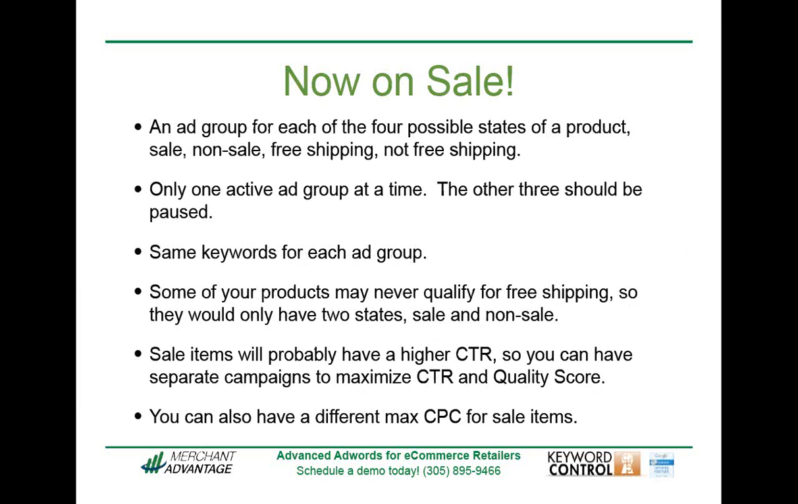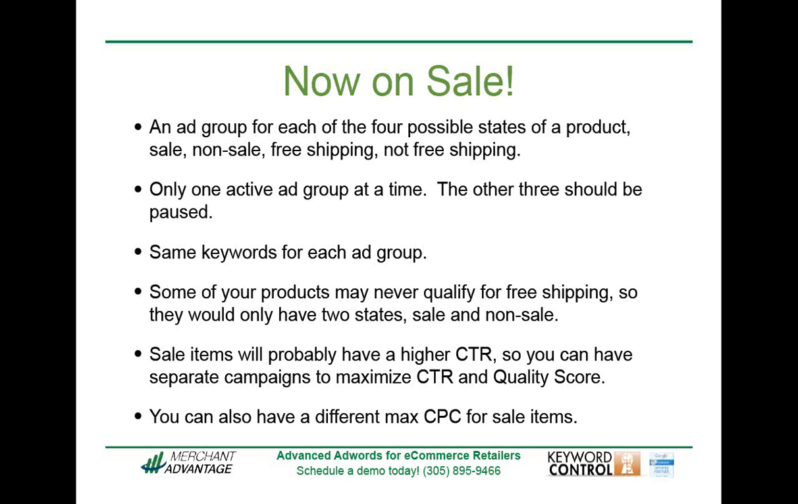So, to summarize those 4 categories, we're going to have an ad group for each of the 4 possible states of a product. We're going to have an ad group for when it's on sale, and with free shipping, not on sale with free shipping, all 4 of those categories. You're only going to have 1 active ad group at a time. The other 3 are going to be paused. You can reuse the same keywords for each ad group because only 1 is going to be active at a time. And the example that I just gave has 4 categories.